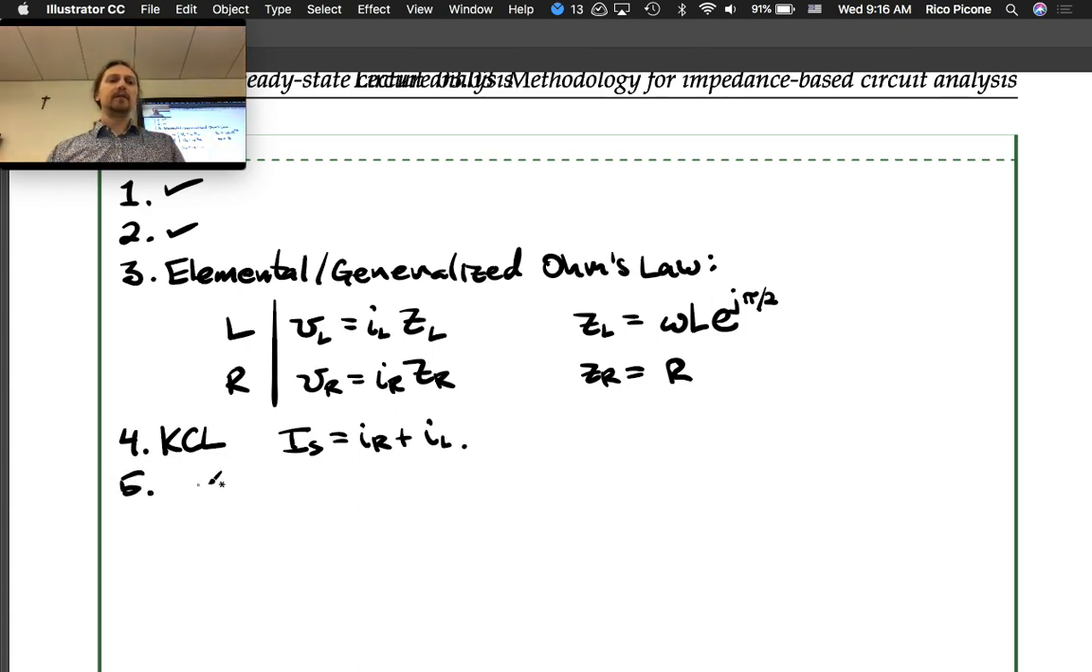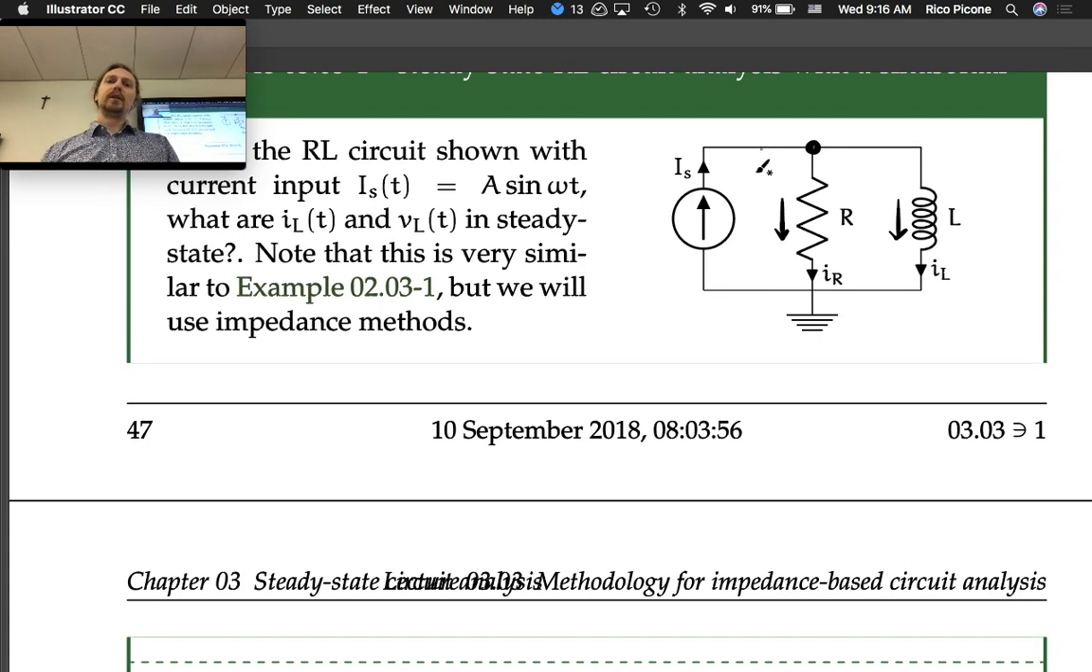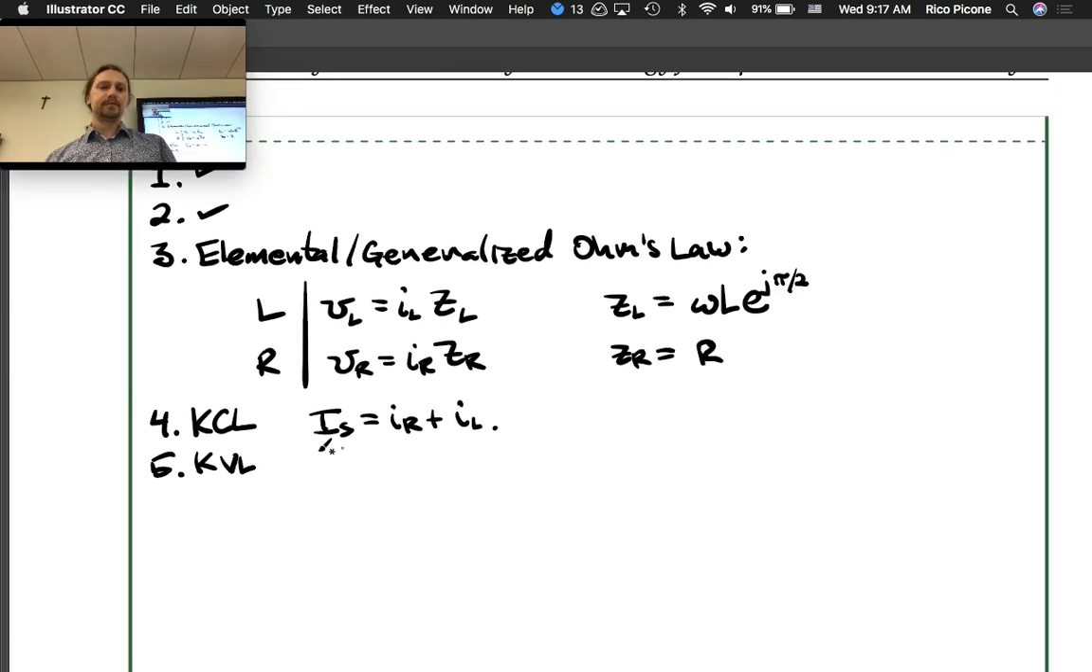And step 5, KVL. So we have a current source, so we don't need to do that loop. But the other loop tells us that VR is equal to VL, right? VR equals VL. Good deal.